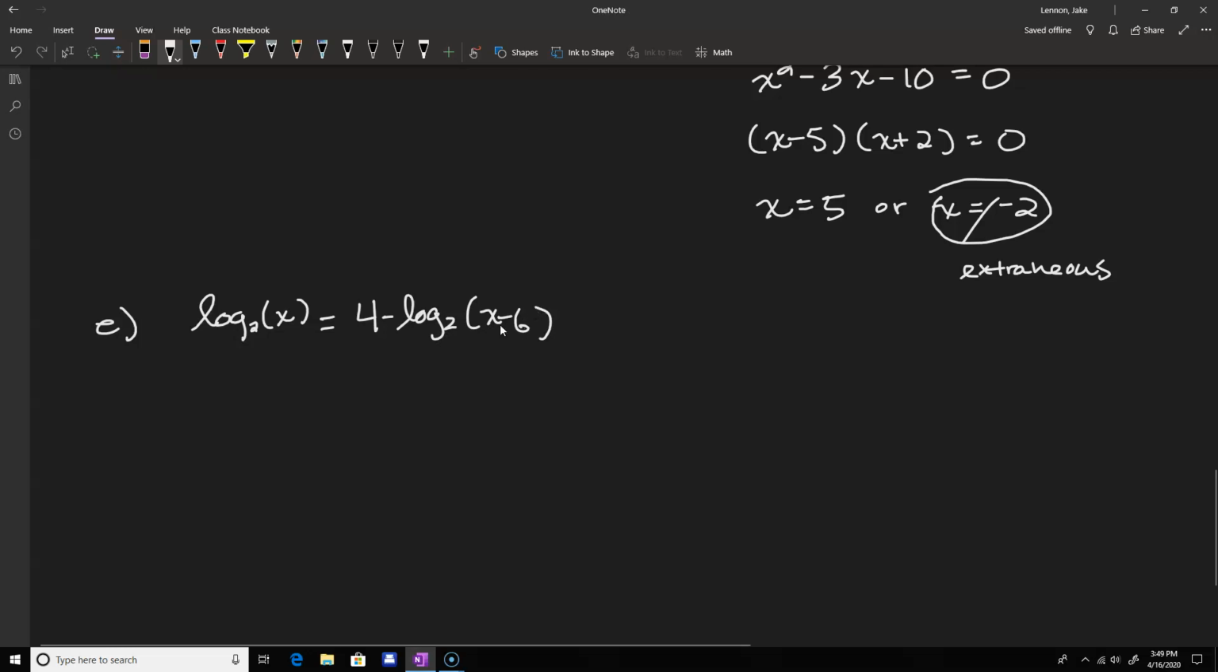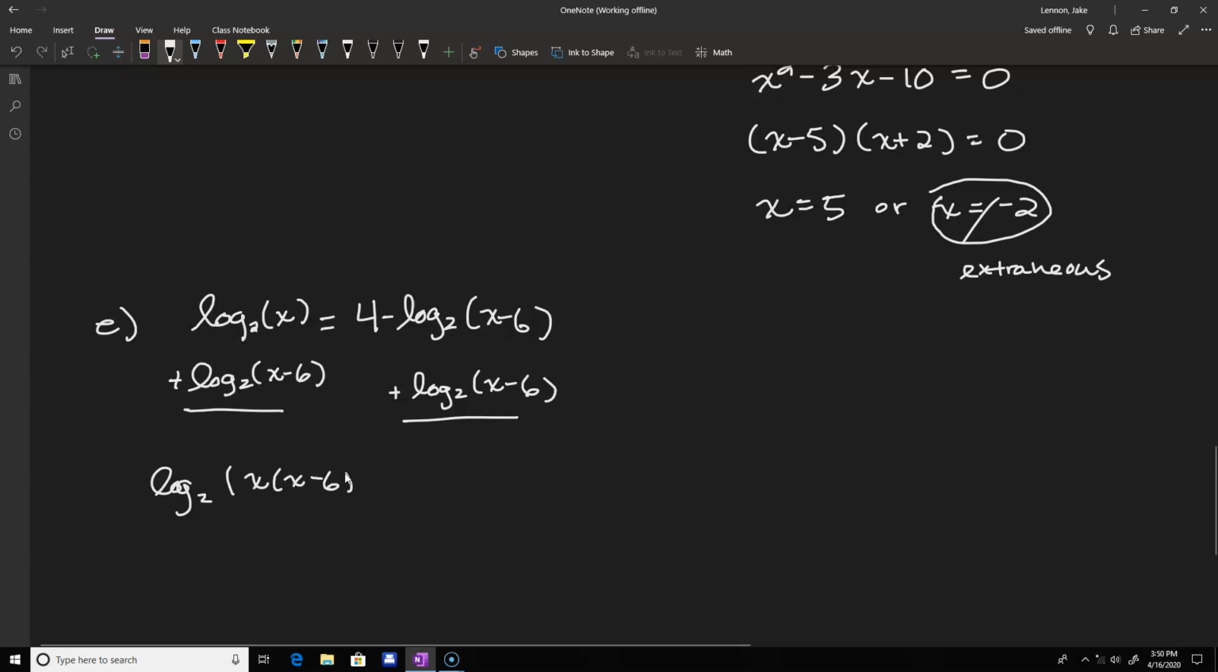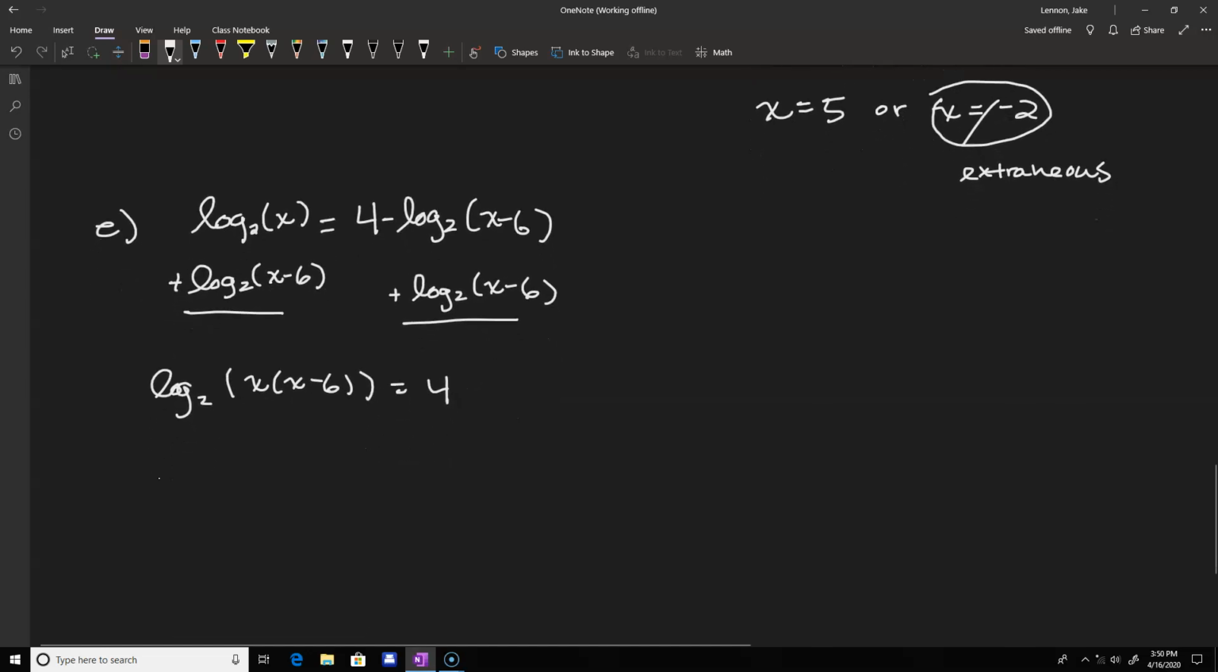Now it's the same deal. We want to get the logs on the same side so that we can put them together. So our first order of business is adding log base 2 of x minus 6 to put all the logarithmic expressions on the left-hand side of the equation. So now we have the log base 2 of x times x minus 6, and that will equal 4. So we have the log base 2 of x squared minus 6x, and that equals 4.